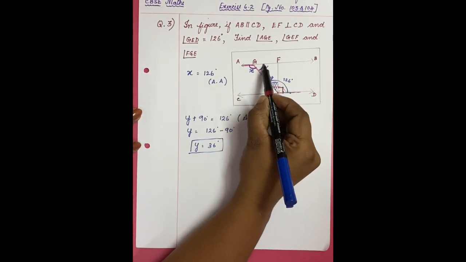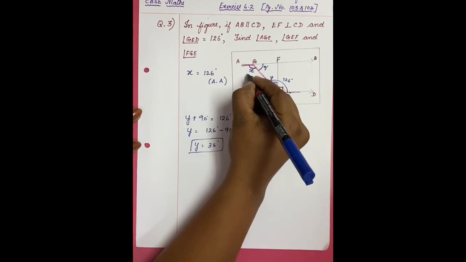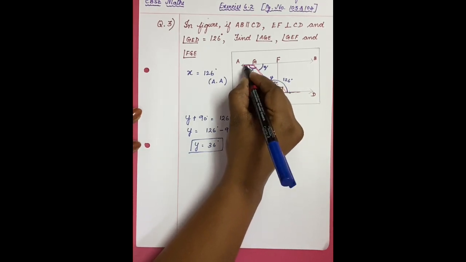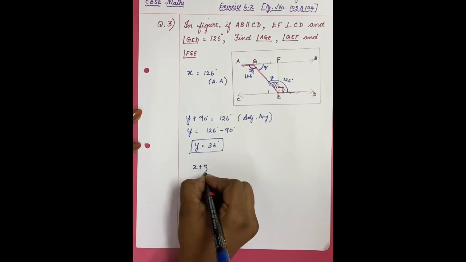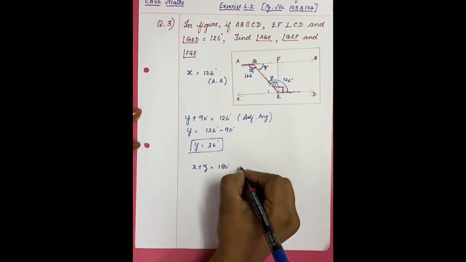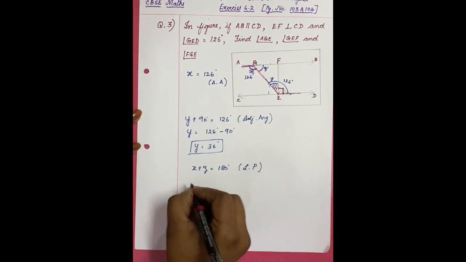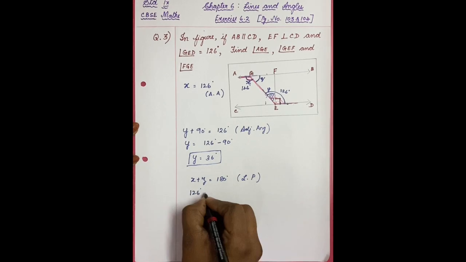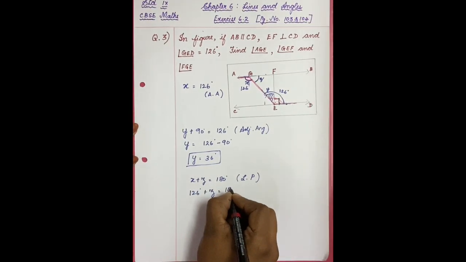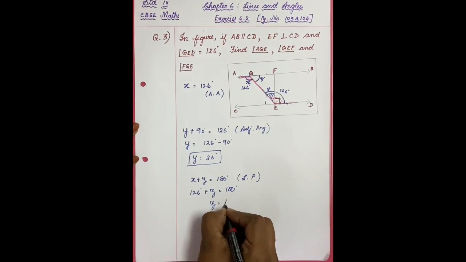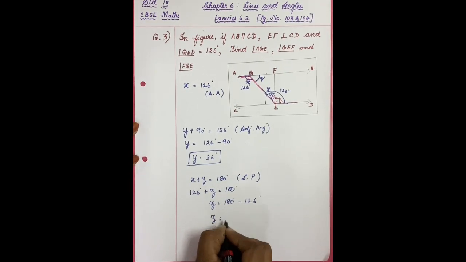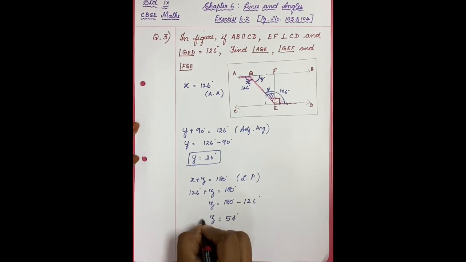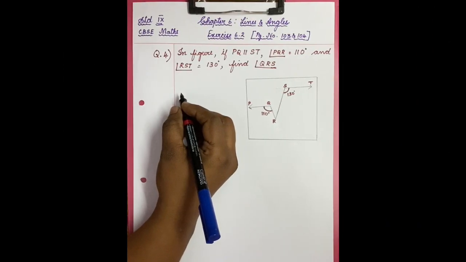Now Z, how am I going to do Z? Again, you know X value, just now you found 126 degree. This X and Z form a linear pair. So X plus Z is equal to 180 degree, because of the linear pair concept. So X, just now 126, plus Z is equal to 180 degree. Z is equal to 180 degree minus 126 degree. Therefore, Z is equal to 54 degree. Thus, we have got the value of X, Y and Z. Let's move on to the 4th question.